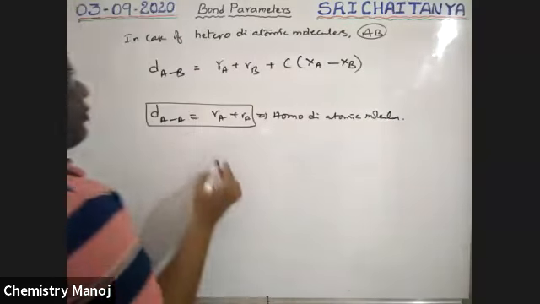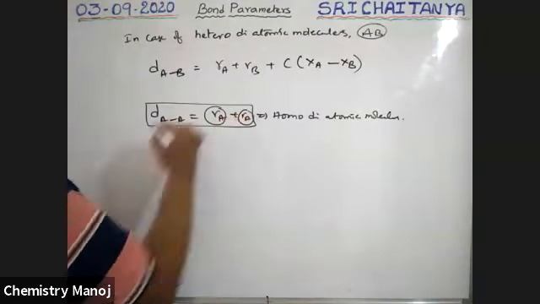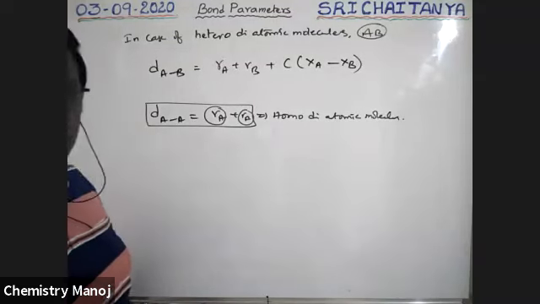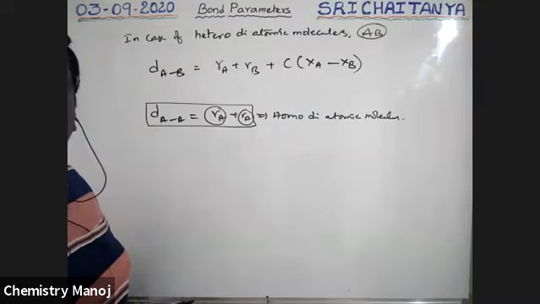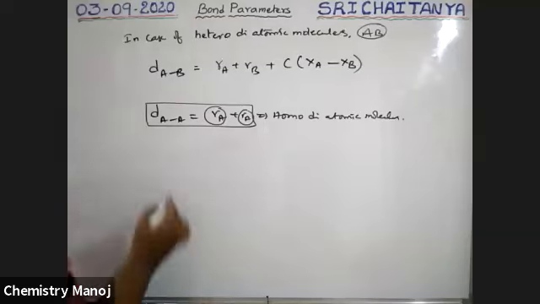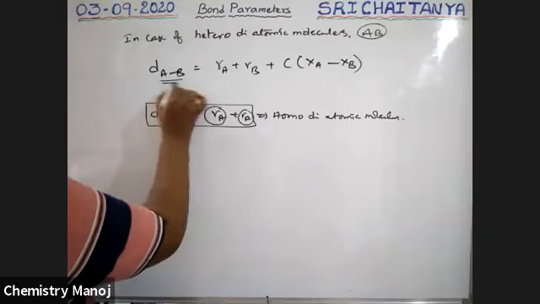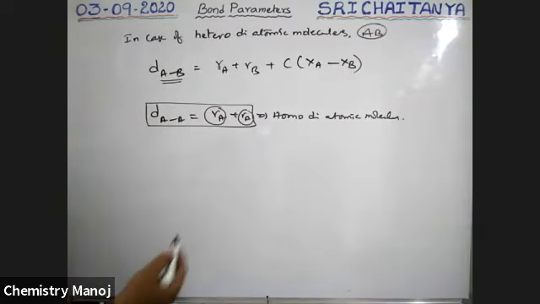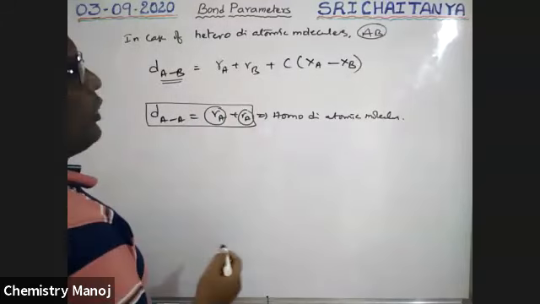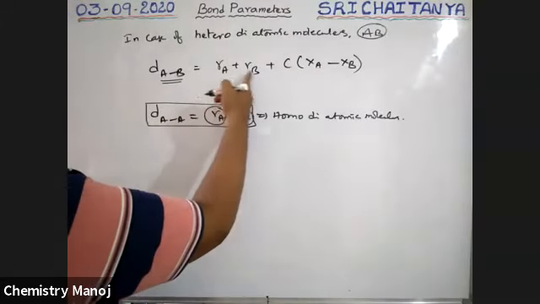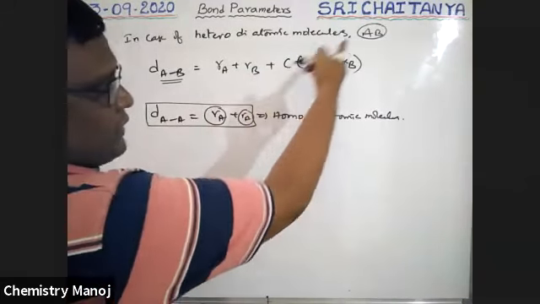For homodiatomic molecules, it is just the addition of those two radii of the atoms. But in the case of diatomic molecules with different atoms, that is heterodiatomic molecules, it is radius of A plus radius of B plus C into XA minus XB.